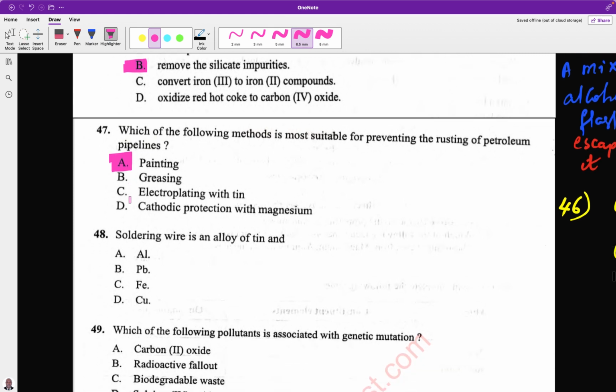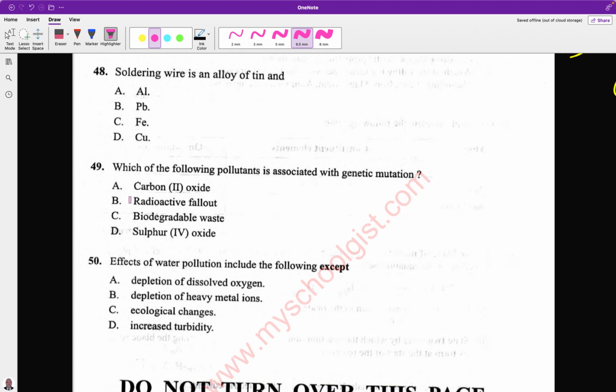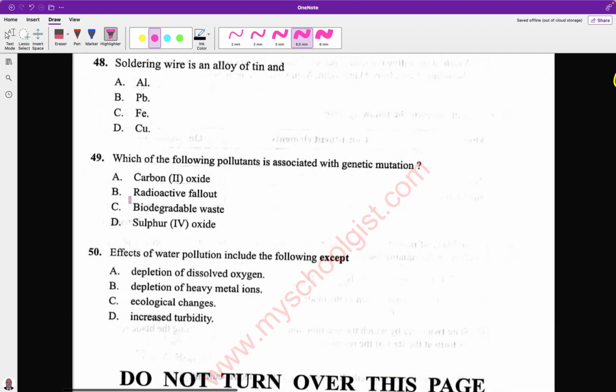Question number 48. Soldering wire is an alloy of tin and aluminum, tin and lead, tin and iron, tin and copper. Soldering wire is an alloy of tin and lead. So it is lead.